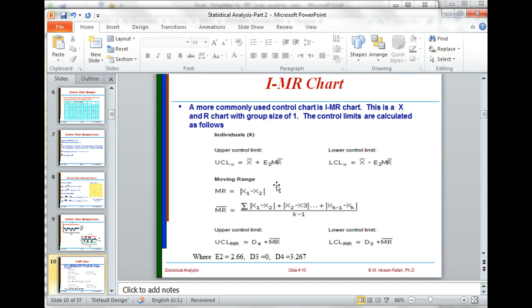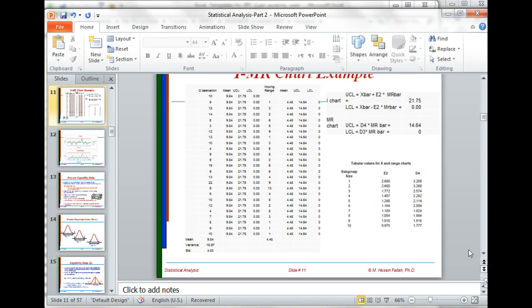But for the moving range, and I'm going to show you with examples, we take the difference between each two data points to get the range of the two data points, and then calculate the average of that, very similar to what I did for the R chart. And then here again you can see the D4 for the upper control limit times that average of the moving range, and the D3 times the average of the moving range. In this case, because the number of items in each group is 1, D3 is 0 and D4 is 3.267. So now let's look at an example here.